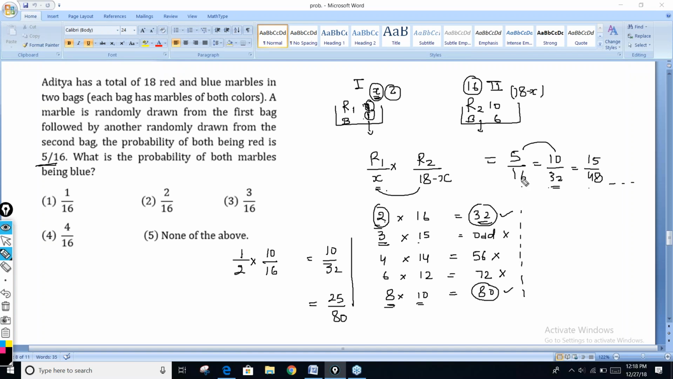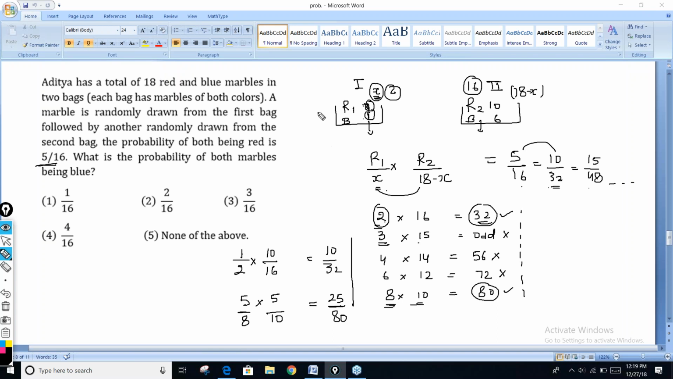So 25 by 80 is again 5 by 16. Now 25 we can get it only one way, guys. 25 in the numerator I can get it, that is 5 into 5. 1 into 25 is not possible because number of marbles are 8 and 10. So here it is 8, here it is 10.